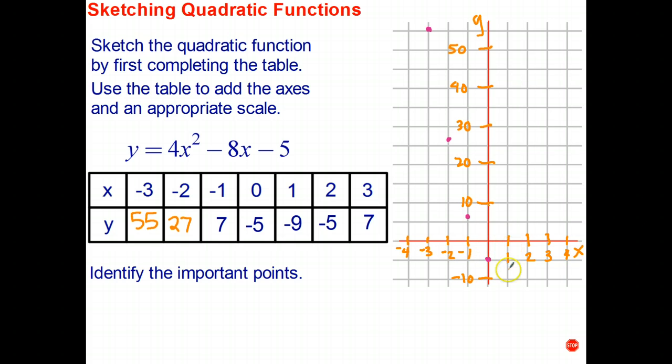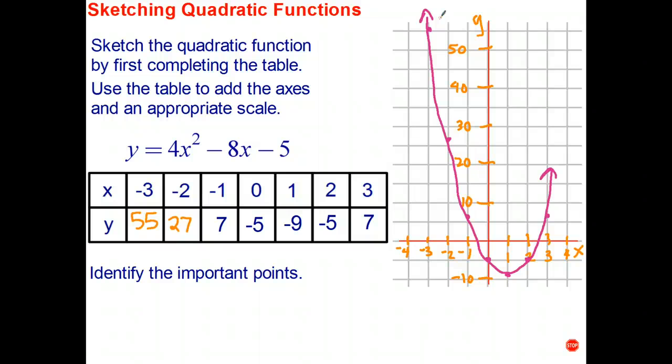When x is 1, it goes down to negative 9. When x is 2, once again negative 5, and when x is 3, y is 7. Join the points in a smoothish curve. Once again, I get our basic shape of a quadratic. I could have done that more neatly, but it's a bit hard on this screen. So it looks like we haven't made any mistakes.